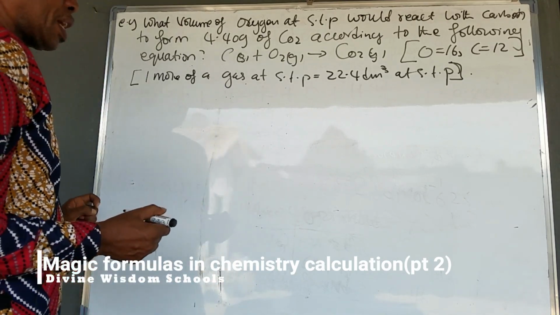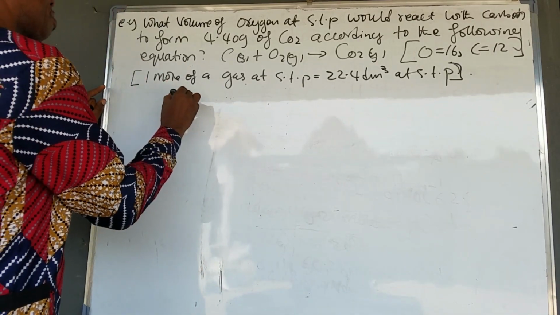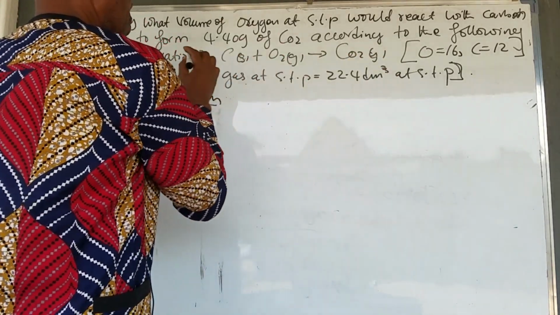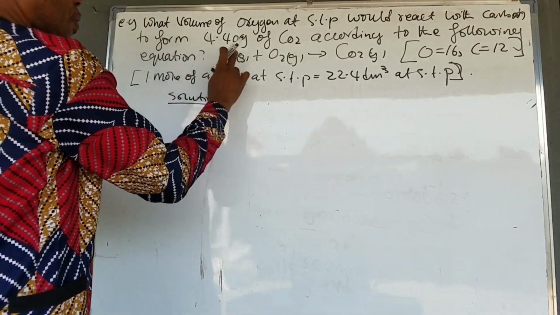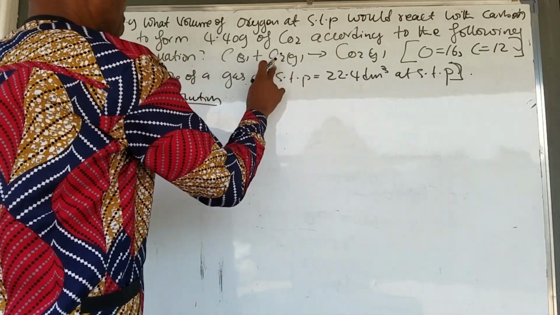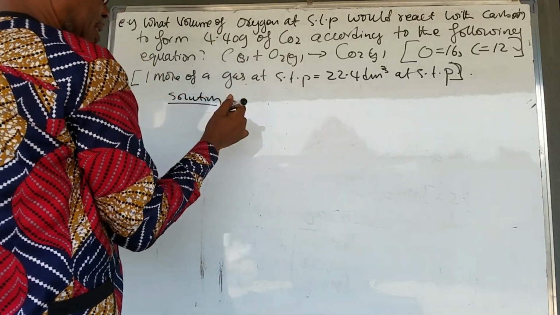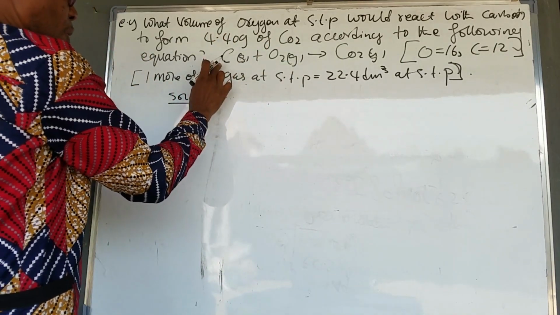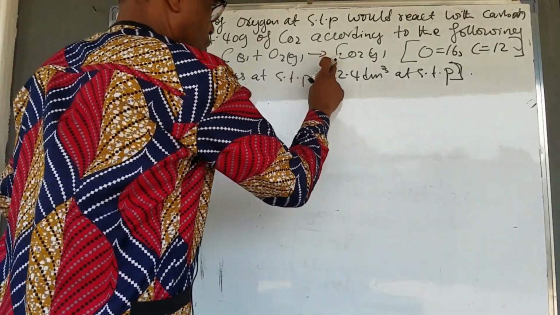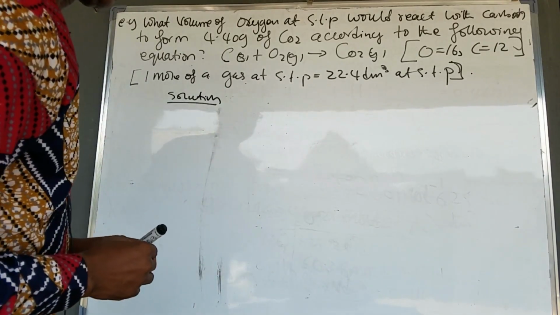So now, without much wasting of time, let's first of all make a very important statement here, because the equation here is to give us a guideline. We observe that we are looking for the volume of oxygen. What volume of oxygen at STP will react to give us 4.40 grams of carbon(IV) oxide? If you observe this question, 1 mole of carbon was used, 1 mole of oxygen was used, and it gave us 1 mole of carbon(IV) oxide. That makes our question very simple.